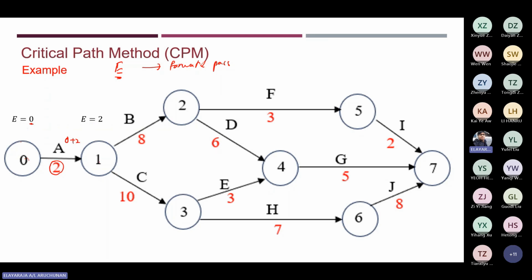Next we're going to consider node 1 to 2, so activity B. We're going to calculate the earliest starting time for activity B. So we get E equals 10. How do you get that? You already have the 2, right? So 2 plus 8, and you get 10. That's how you get a 10 here.